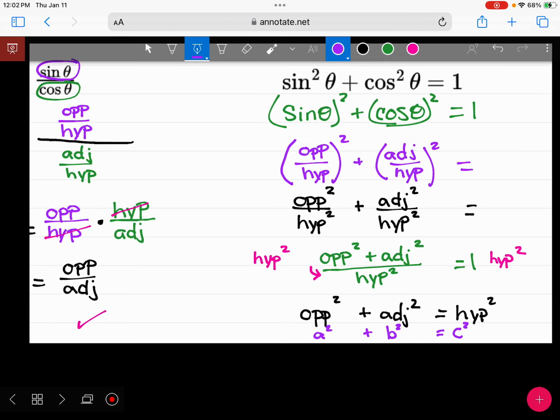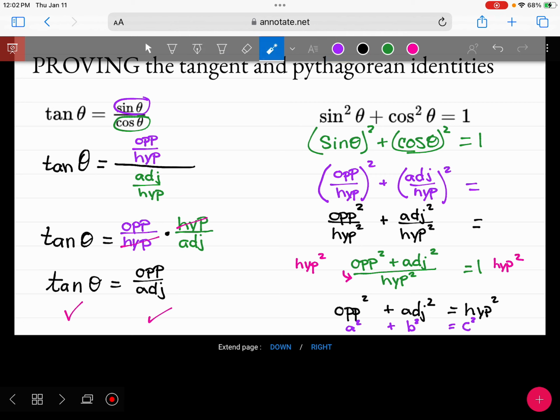So we can use all of the information in here, since we know the Pythagorean theorem is true, we can use these identities to move around and solve things and work with stuff. Okay? So when we see that the opposite squared plus the adjacent squared equals the hypotenuse squared, that means we've just proved the Pythagorean theorem.